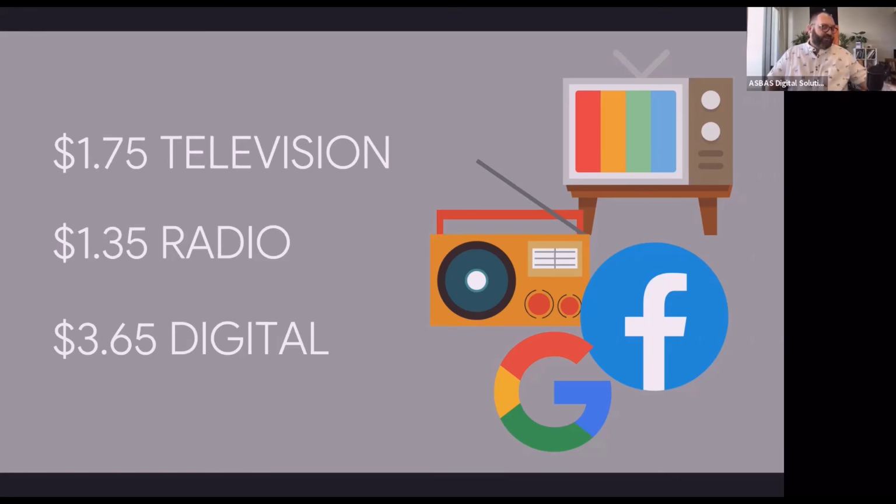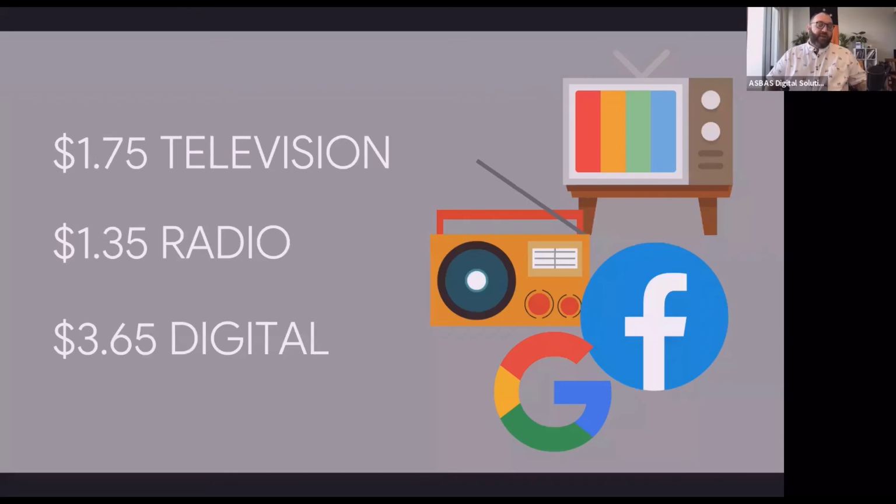The better return on ad spend you're getting is when you go to digital platforms. Now, the average is about $3.65, but bear in mind that most people who advertise on things like Facebook and Google have no idea what they're doing. They're just putting stuff out there and hoping for the best and not really even measuring whether they've been successful or not, looking at their insights or analytics at all.